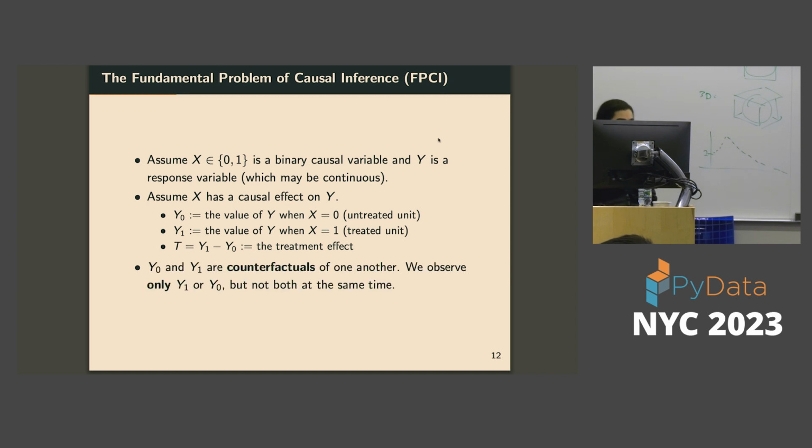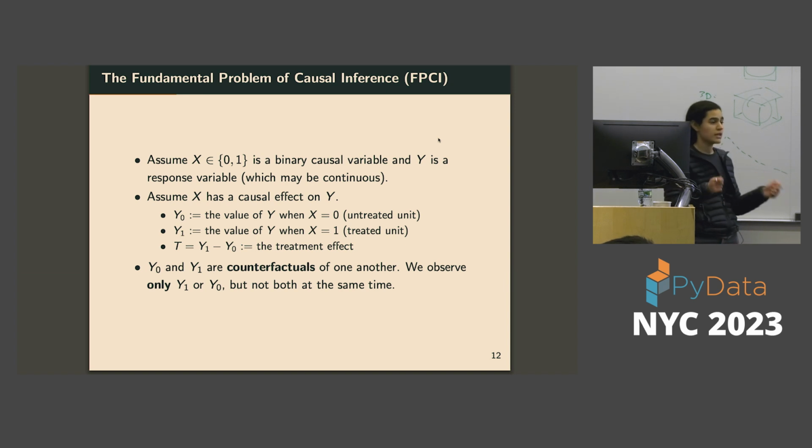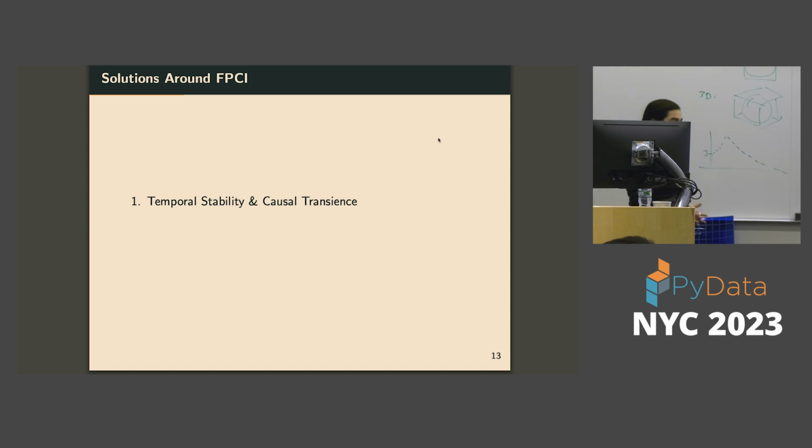But given what we discussed, y0 and y1 are counterfactuals of each other, right? So you can never measure both y1 and y0 at the same time and get your treatment effect. We can only measure one in a given time, and both cannot be observed. So this is the fundamental problem of causal inference. It makes it difficult to exactly measure treatment effects. But we need to understand the treatment effect in a whole slew of problems. So there should be some solutions around the fundamental problem of causal inference.